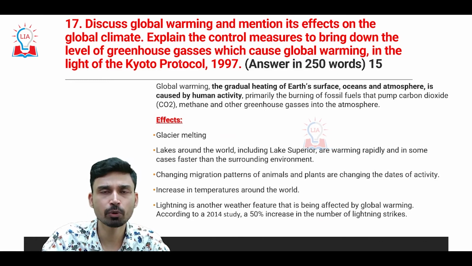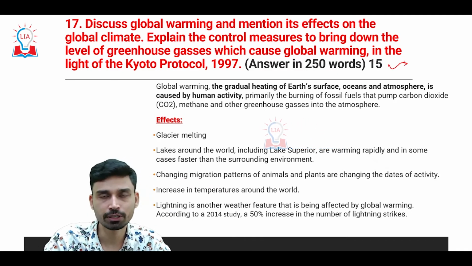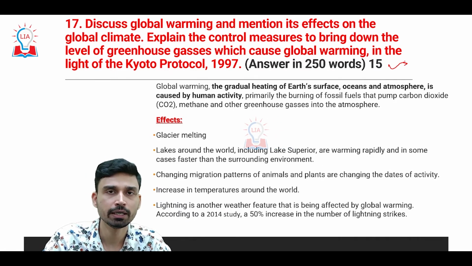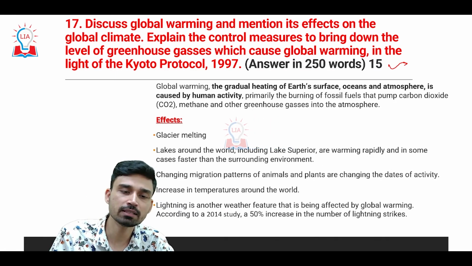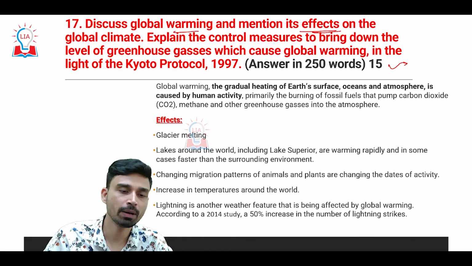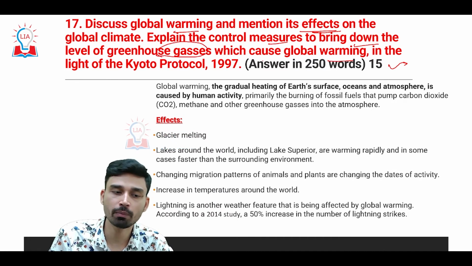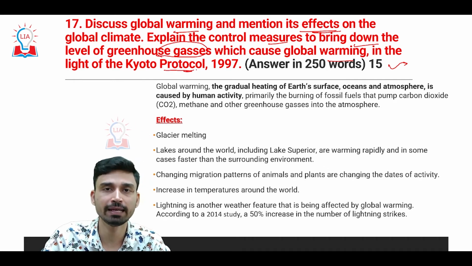Now again, the 17th question is a 15-mark question, and this is related to climate change. So it is from environment and biodiversity. The question is very simple: you have to discuss global warming and also mention its effect on the global climate. Apart from that, you have to explain the control measures to bring down the level of greenhouse gases which cause global warming, in the light of the Kyoto Protocol 1997.